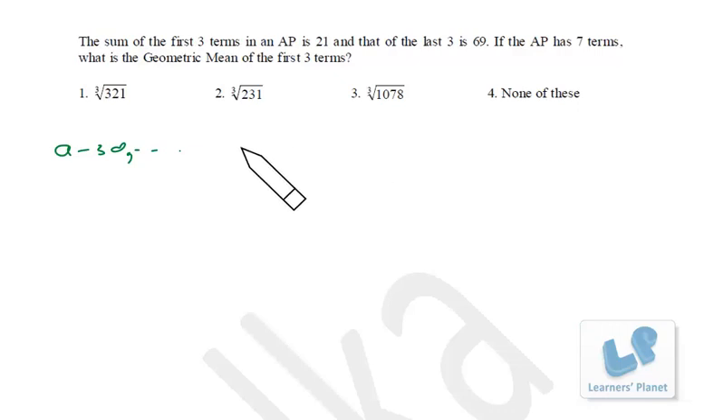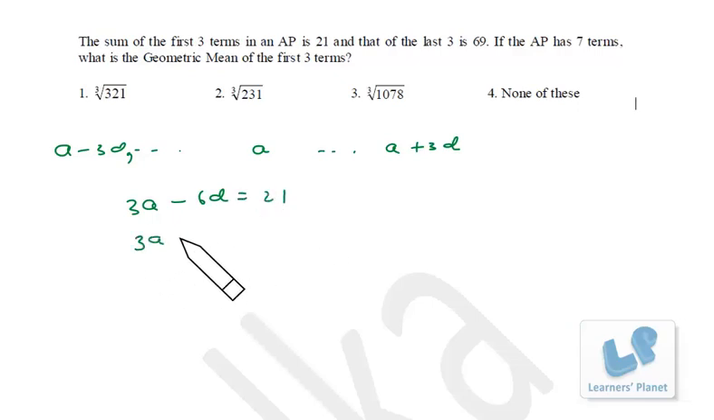This way we can go up to the fourth term will be A, then the seventh term will be A plus 3D, right? So the sum of first three terms, so we are having the first three terms A minus 3D, A minus 2D and A minus D, right? So the sum will be 3A minus 6D and that is 21, and similarly 3A plus 6D is 69. So we can get the value of A, that is 90 divided by 6, so that's 15.